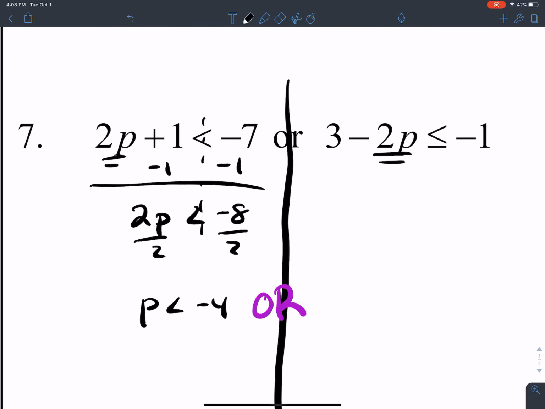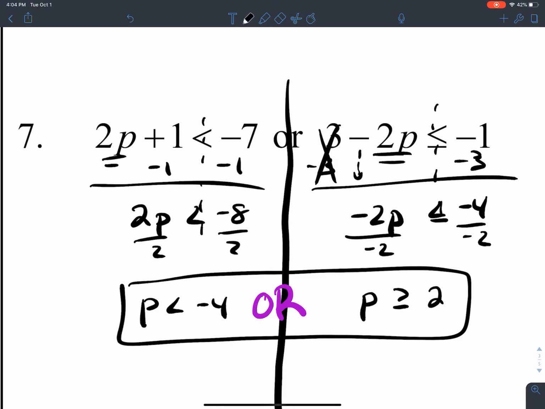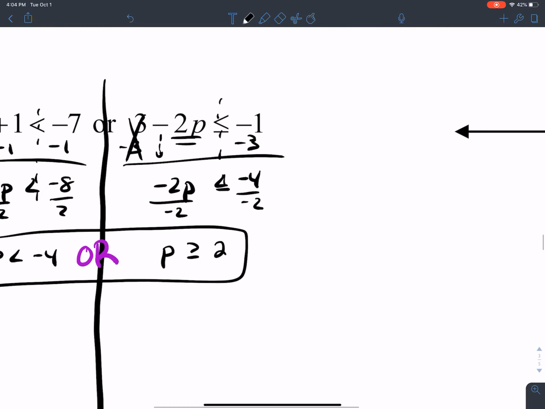So here's my p-value. So I'm going to subtract 3 from both sides. So those undo each other. We didn't undo the negatives, so that's still there. Now in this case, I'm about to divide by a negative. So if I divide by a negative, I have to flip the inequality symbol. And this would be our final answer. OR inequalities should not be combined, so we leave it with the word OR.